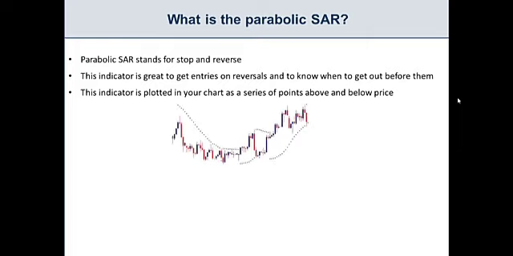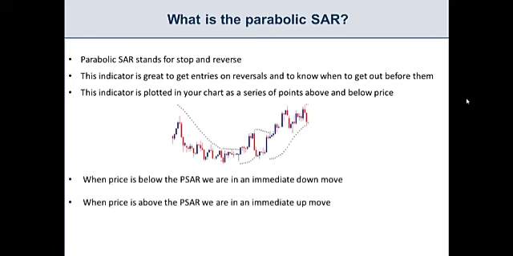Here's an example of how the indicator looks in your chart. As you can see here, when price is trading above the indicator, we are in an uptrend, and when price is trading below the indicator, we are in a down move. And these moves can be immediate or can be long-term depending on which time frame you are using.